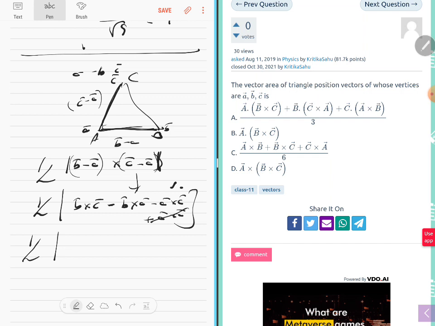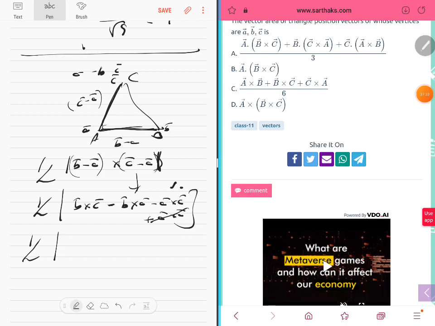So the position vectors are known. I just have to find the side vector and do half of A cross B magnitude. That's what I did. So B cross C minus B cross A minus A cross C. It is anti-commutative, so I can write B cross C plus A cross B plus C cross A. But I'll still have 1 by 2 only in the denominator.